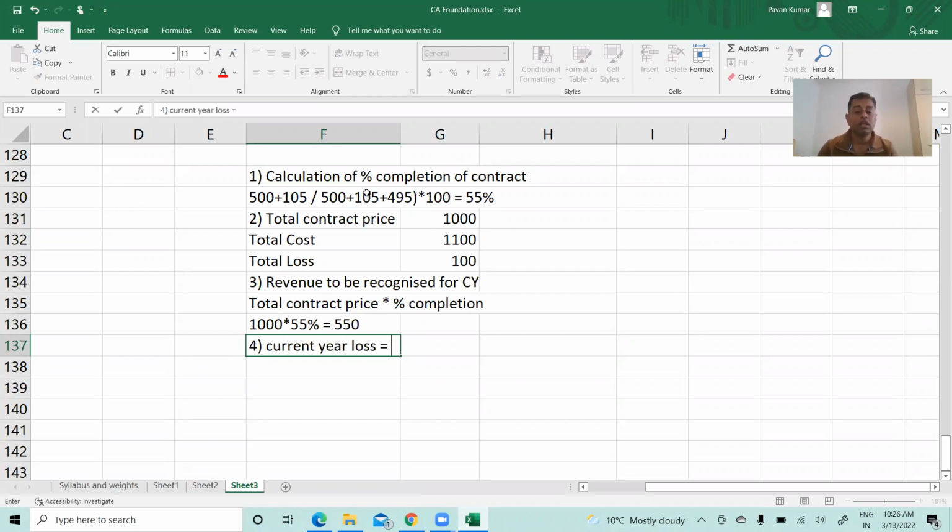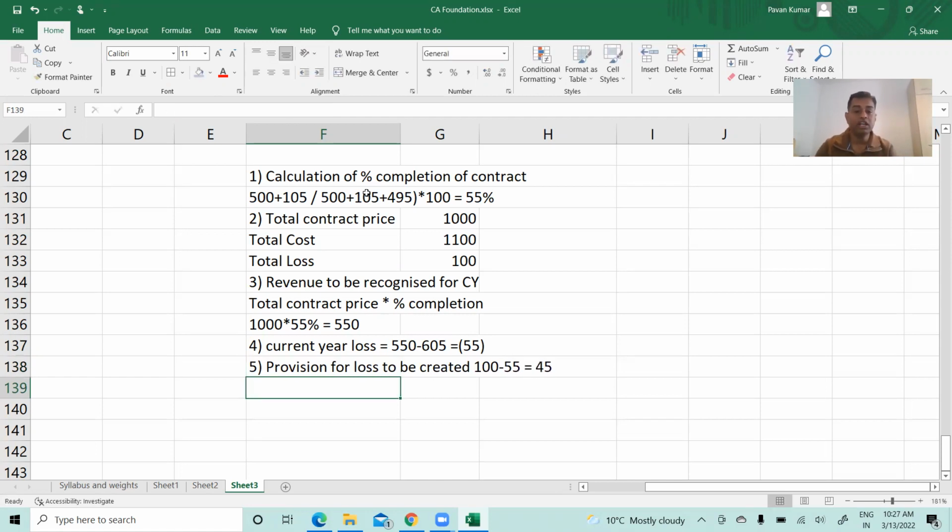Current year loss. 550 is the selling price, revenue, minus what is the cost? 500 plus 105, 605 cost. So how much did you lose? 55 is the loss. Current year loss 55. What is the provision for loss to be created? Total 100 minus current year 55, so the remaining 45 is the provision to be created.